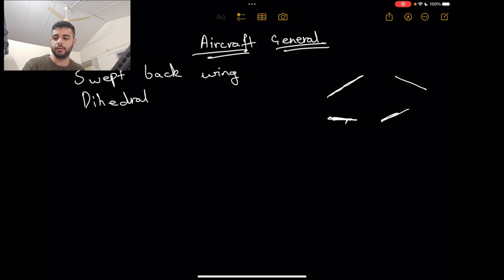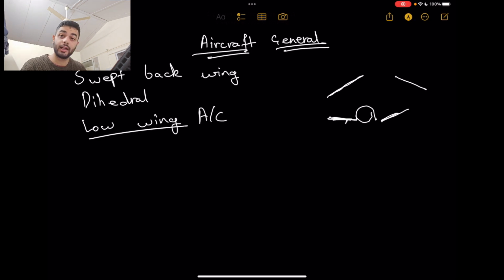It's a low wing aircraft, meaning the wings have been placed at the bottom part of the fuselage. You need to find out the difference between a low wing and a high wing aircraft, and how it affects the stability of the aircraft. Questions get asked on that.